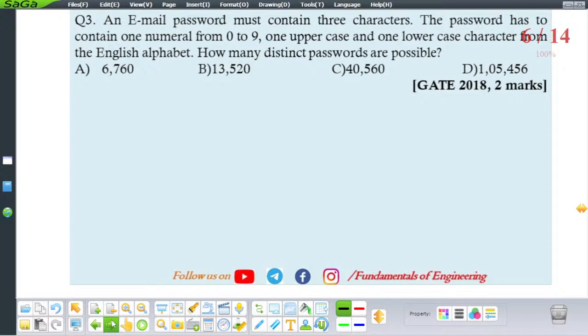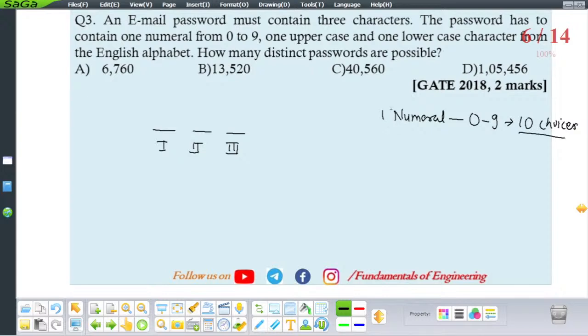So the question is: an email password must contain 3 characters. So the password should be of 3 characters, first, second and third. Then the password has to contain one numeral from 0 to 9. So how many choices? 10. 10 choices we are getting.